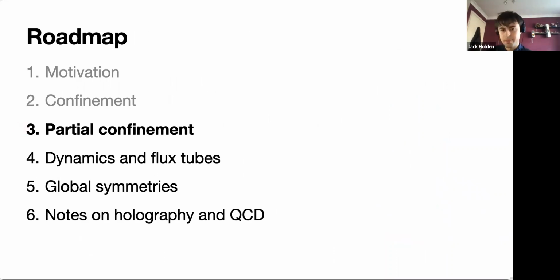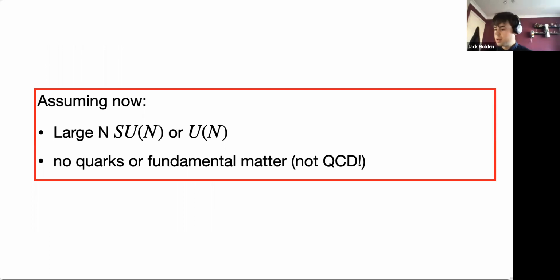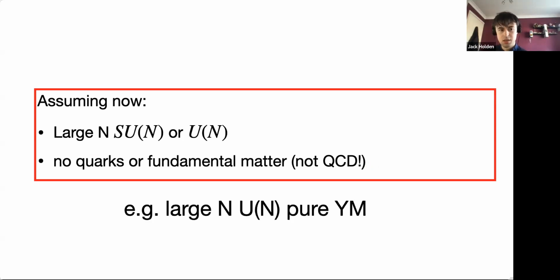I will now discuss what was known about partial confinement, which was the state of the art until quite recently. But in what I'm about to say, I will be assuming that we're in the large N limit of a gauge theory with some group with center symmetry like SU(N) or U(N), and also that there'll be no quarks or fundamental matter. So this can't apply to something like QCD. A good example to have in mind would be large N U(N) or SU(N) pure Yang-Mills.